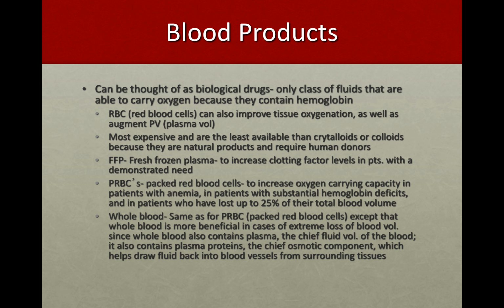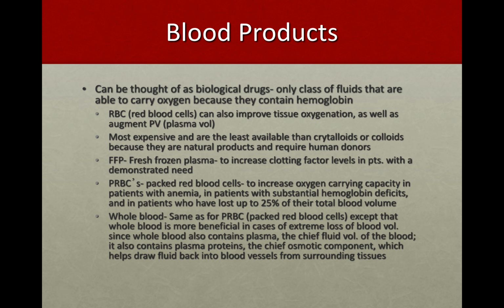And then finally, we have our blood products. They can be thought of as biological drugs, the only class of fluids that are able to carry oxygen because they contain hemoglobin in the blood. Red blood cells can also improve tissue oxygenation as well as augment plasma volume. These are very, very expensive, all the blood products, and less available than crystalloids or colloids because they're natural products and they require human donors. That all makes sense, I don't need to explain that to you.